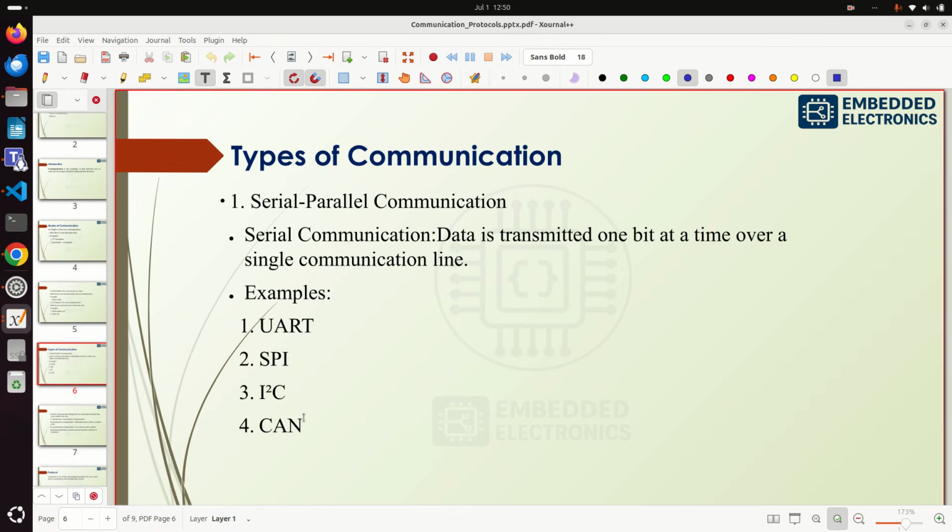So nowadays this protocol is faster. Compared to parallel, serial communication protocols were slower and parallel communication protocols were faster. But nowadays people are concentrating too much on serial protocols, right? So nowadays this protocol is also faster. So this is the type of communication.